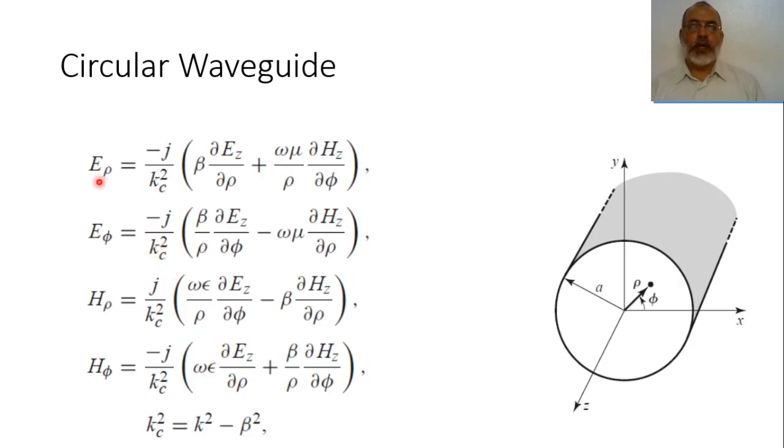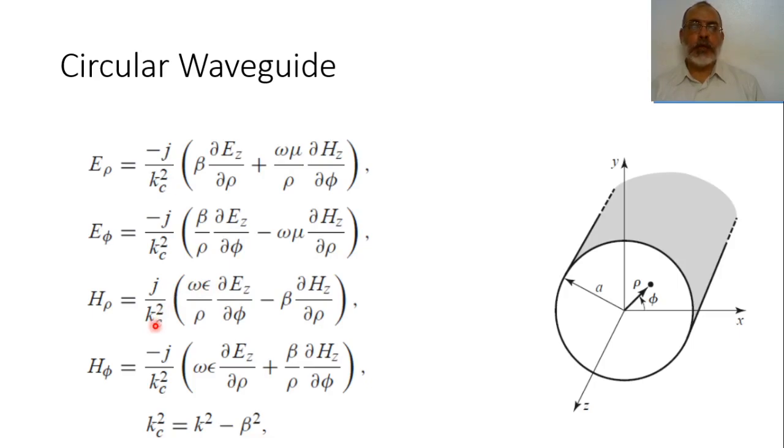For the case of electric field from electric field, the proportionality constant is minus j beta over kc squared. And actually this is the same for both rectangular and cylindrical. And for magnetic field from longitudinal electric field, the proportionality factor is j omega epsilon over kc squared.